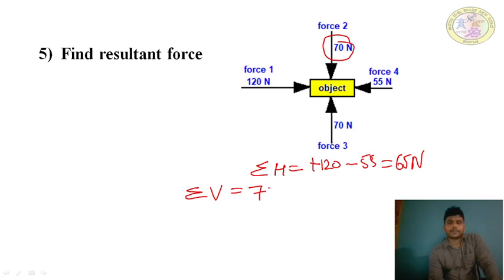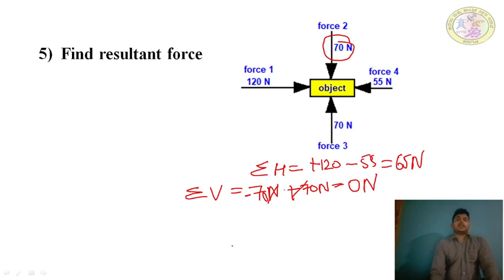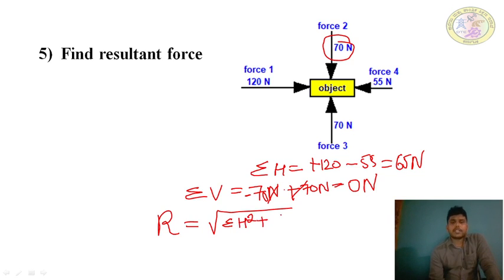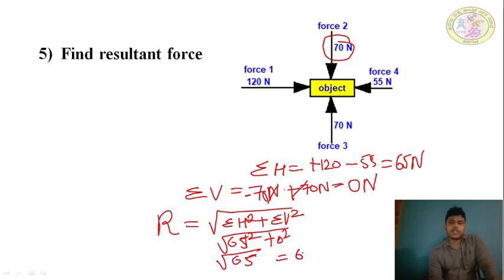Sorry, 70 Newton. This is minus, downward direction, and plus 70 Newton. Both deduct each other. This will be equal to 0 Newton. To find the resultant, we have a formula: R equals the square root of sigma H square plus sigma V square. Sigma H square is equal to 65 square plus 0 square, square root. The square root of 65 square will be equal to 65 only. Resultant force is 65 Newton.